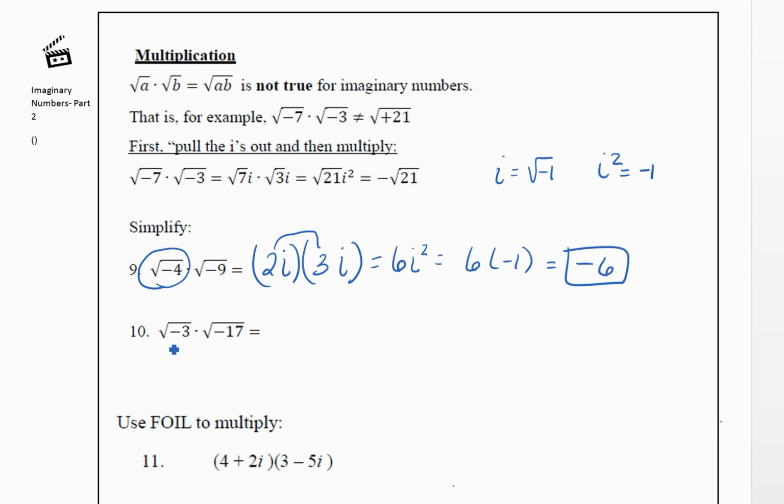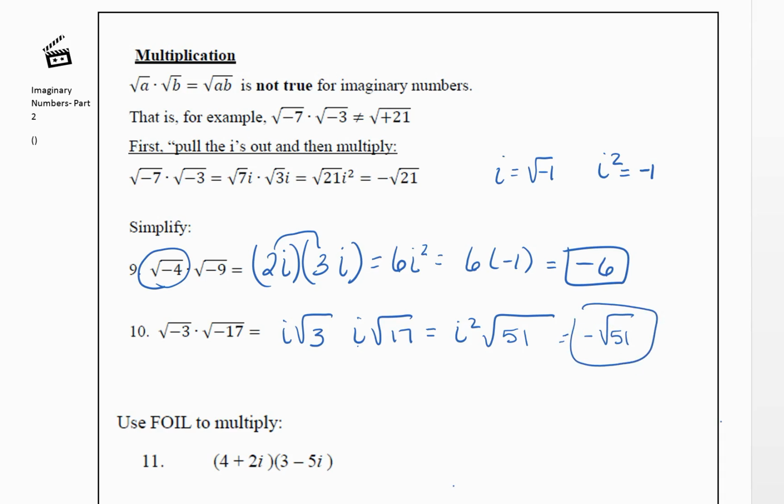Okay, here we have the square root of -3, so that'll be i square root of 3, and the square root of -17, so that'll be i square root of 17. So we have i times i, which is i squared. And then, now that those are just numbers, we'll have the square root of 3 times 17, which is 51. Okay, the i squared again becomes a -1, so this would be negative square root of 51.